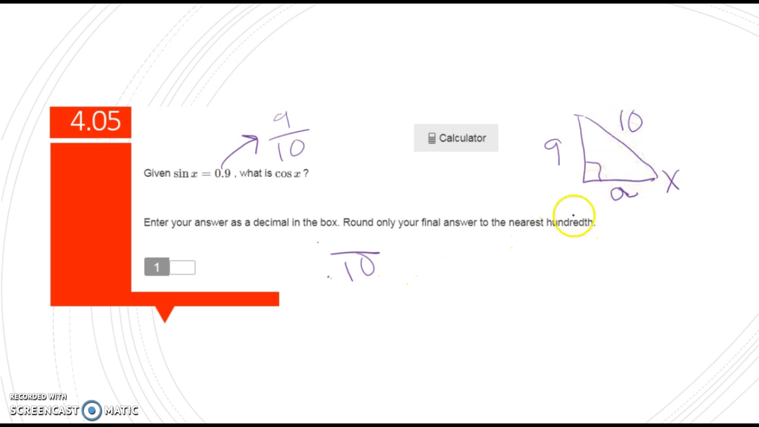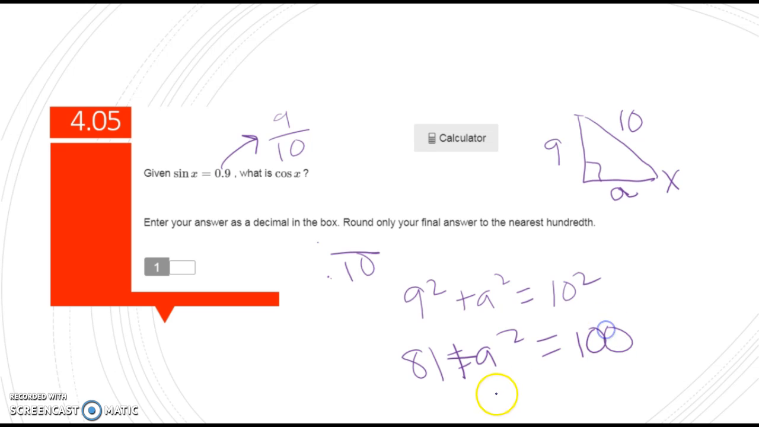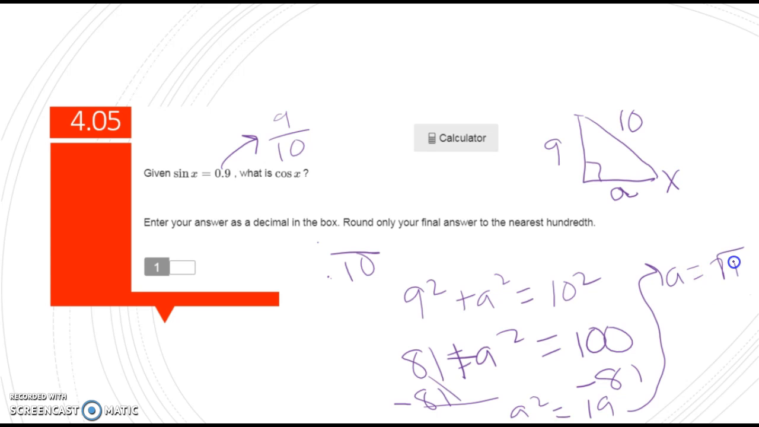So we are going to do Pythagorean theorem again. 9 squared plus a squared equals 10 squared. 81 plus a squared is equal to 100. We subtract 81 on both sides, and we get a squared is equal to 19. So a is equal to square root of 19.